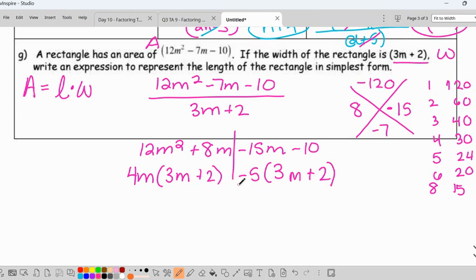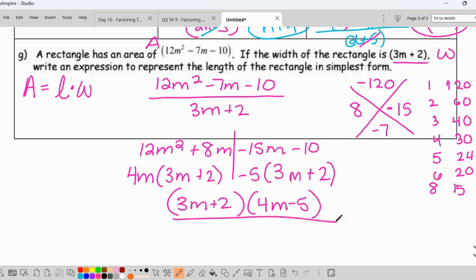Then I can rewrite my common polynomial and my pieces as my second polynomial, all being divided by 3m plus 2, which is the goal. We want to have a factor that is in common with the denominator. So as we complete the dividing portion, this cancels out, and we're left with our length equaling 4m minus 5.